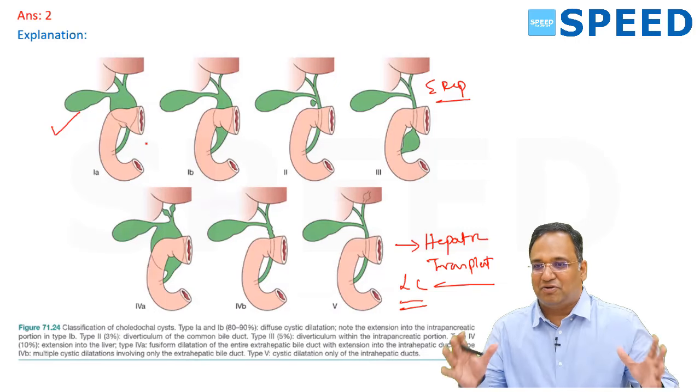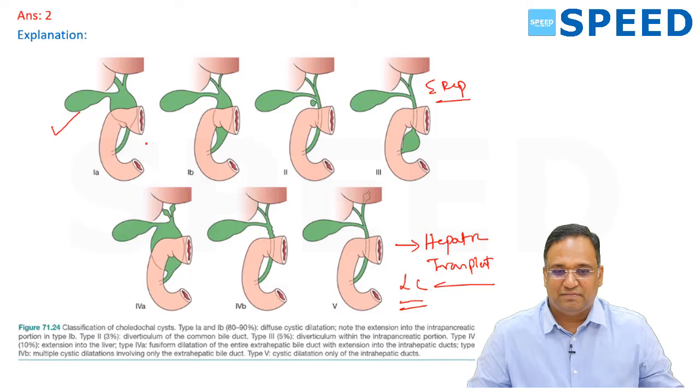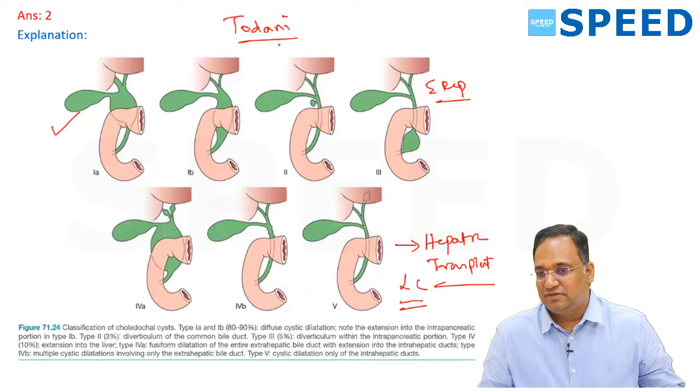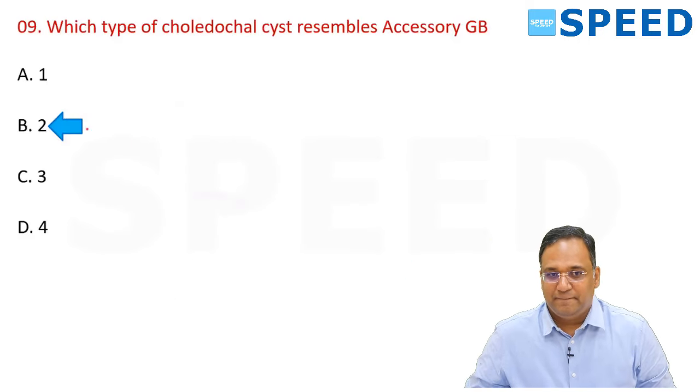So, this is about the gross features of choledochal cyst, and the type of classification is called Todani classification. I can ask you the name: what is the name of the classification? Todani classification. Understood? So, the right answer for this question will be B.